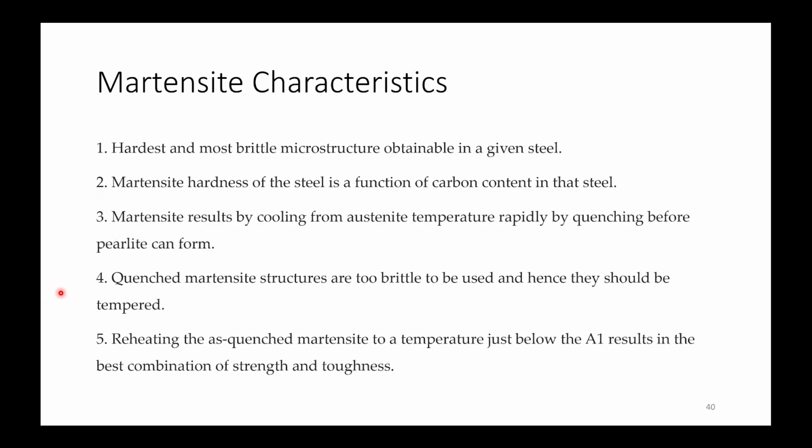Your quenched martensite structures are too brittle to be used, hence they should be tempered, because they have residual stresses in them, and they will crack even if they fall from a certain height. They are very brittle, so these should be tempered for their use. Reheating the as-quenched martensite to a temperature just below A1 results in the best combination of strength and toughness for steels.